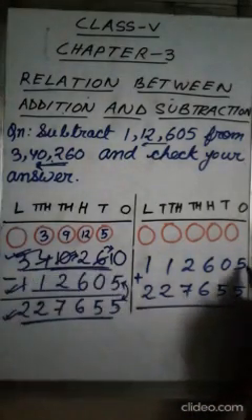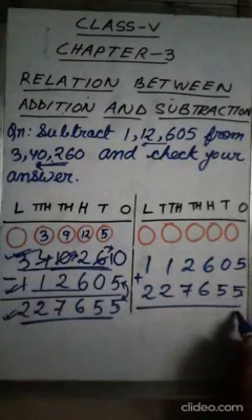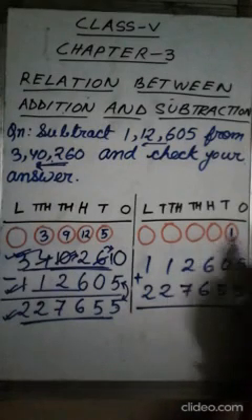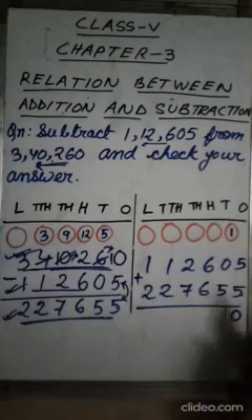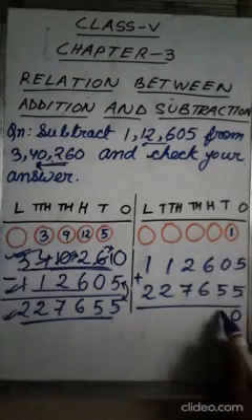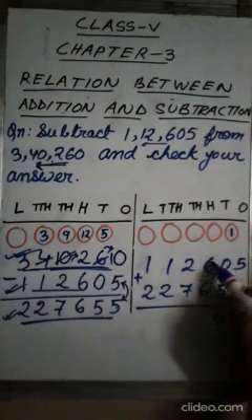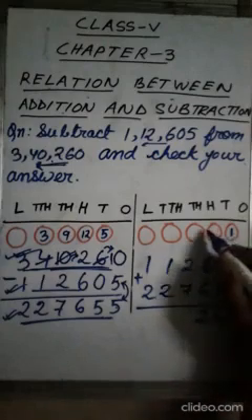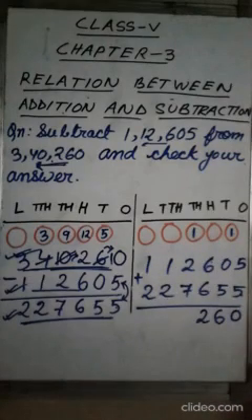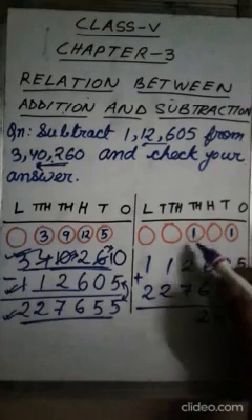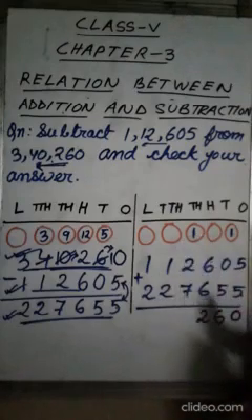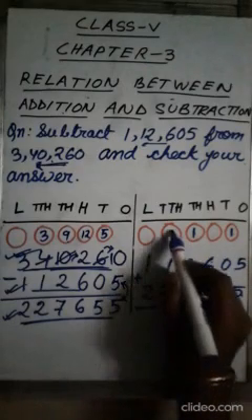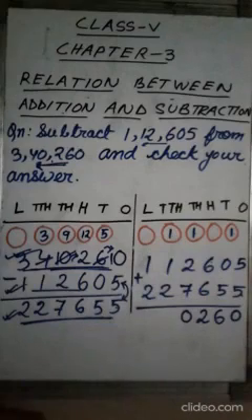5 plus 5 is 10. 1 will be carry forwarded to the next place. 1 plus 5 is 6. 6 plus 6 is 12. So 12, 2, and carry forwarded will be 1. Now 1 plus 2 plus 7 is 10. 0 will be here, 1 will be carried forwarded to the next place.